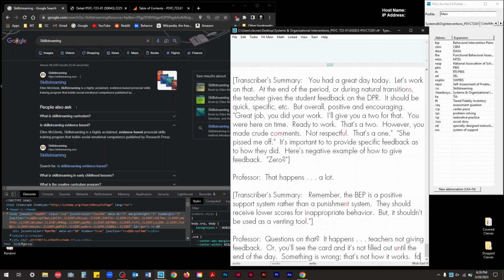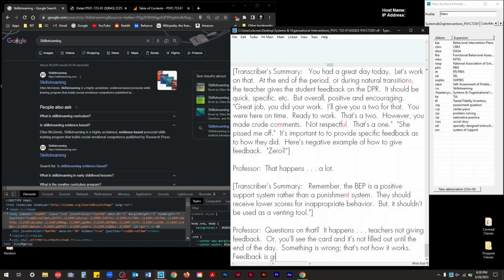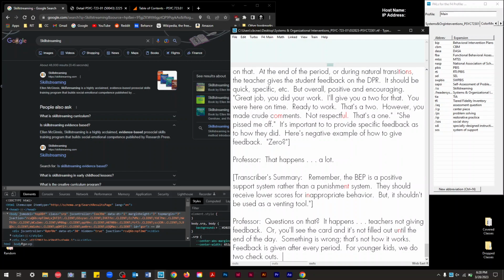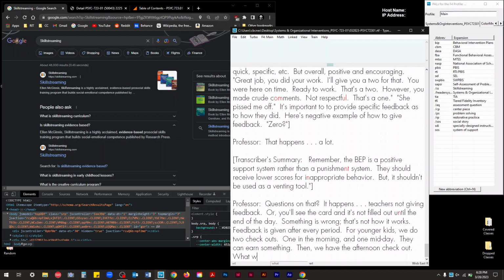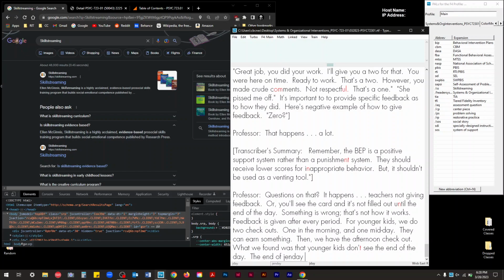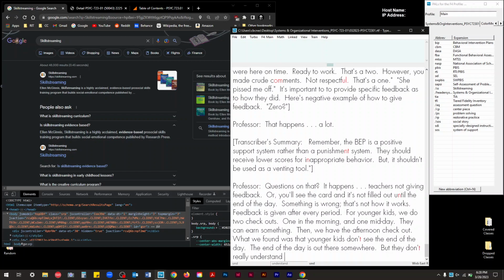So for younger kids, what we do is we modify this and we do 2 checkouts. So we do a check-in in the morning and at midday, we do a checkout and they can earn something for that time. And then we have the afternoon points and they do an afternoon checkout. Because what we found is that kindergartners and even sometimes first graders don't see the end of the day. Right? The end of the day is out there somewhere, but they don't really understand how long that is and how far away that is.